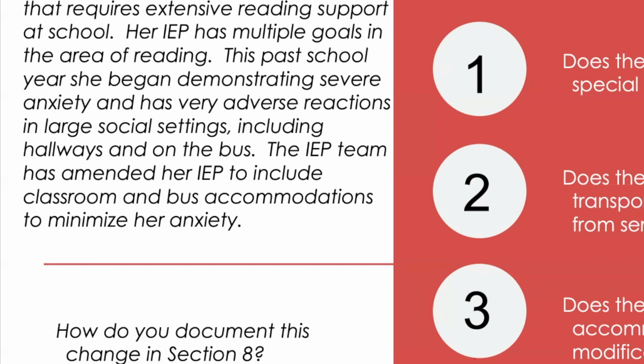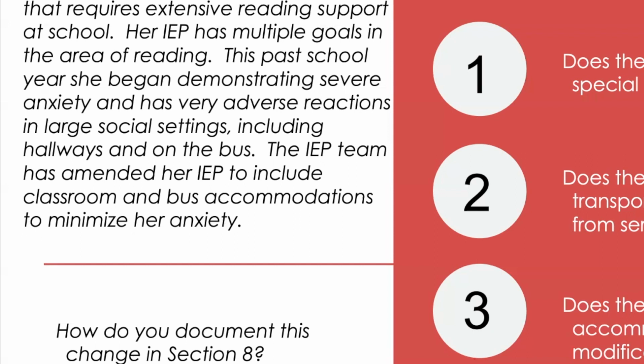So Erin is a student with a learning disability that requires extensive reading support at school. Her IEP has multiple goals in the area of reading. This past school year, she has begun demonstrating severe anxiety and has very adverse reactions in large social settings, including hallways and on the bus. The IEP team has amended her IEP to include classroom and bus accommodations to minimize her activity. So how would you document this in Section 8?